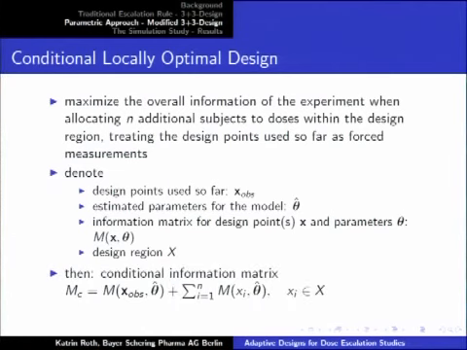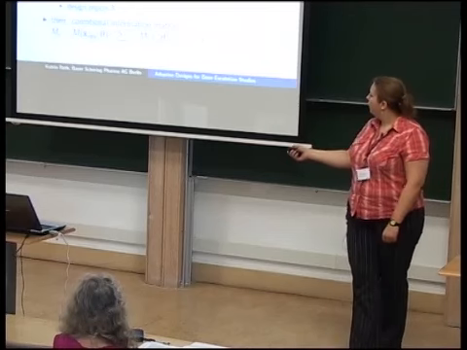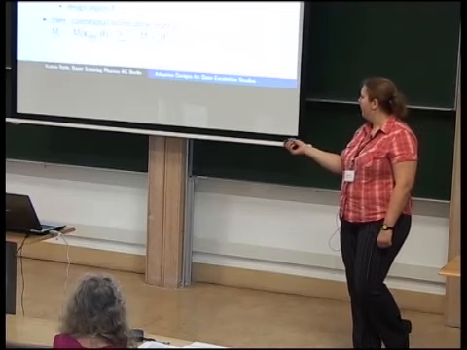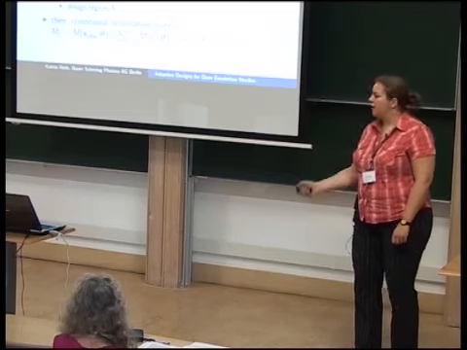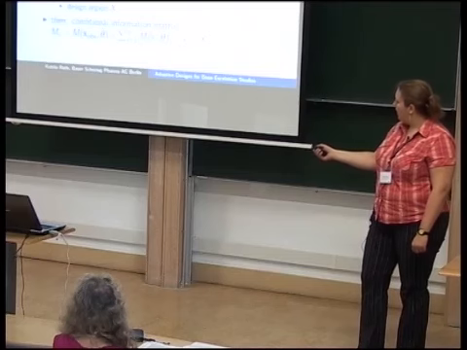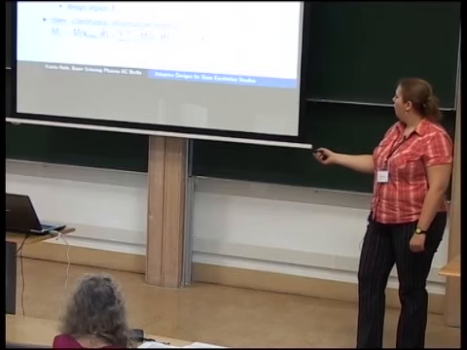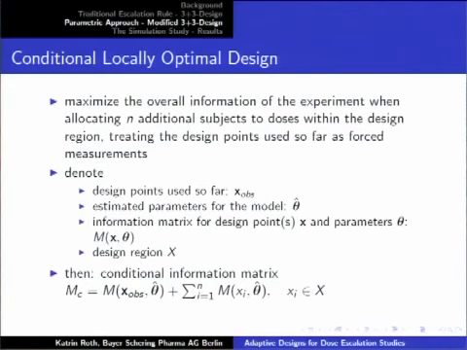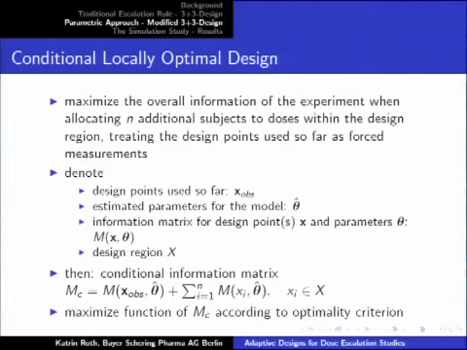Then the conditional information matrix, MC, for the previous design points and the estimated parameters theta hat. The conditional information matrix is the observation matrix of the previous design points and the estimated parameters plus the information matrices of all new design points xi, where xi is in the design region. And then I just have to maximize some function of MC, whatever optimality criterion I choose.